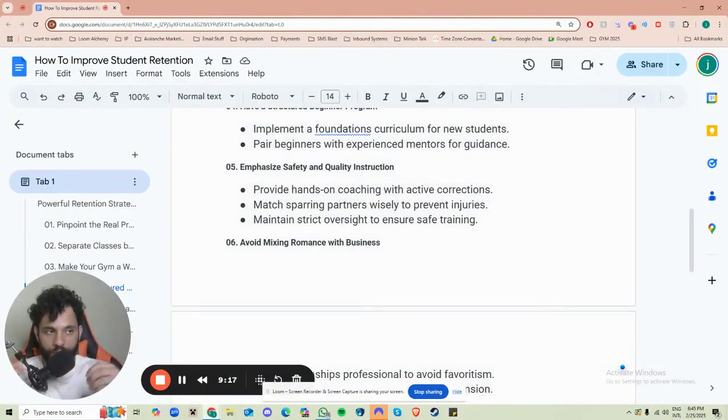You also want to keep an eye on the mats. If it's starting to get too wild or too close to another group, you want to make sure there's adequate spacing in between so no one gets hurt. So feeling unsafe or ignored is a huge reason why people quit. You need to be on top of these things to avoid people leaving your gym early and to avoid losing massive amounts of revenue from these drop-offs.